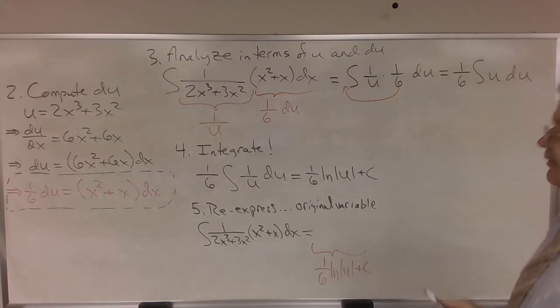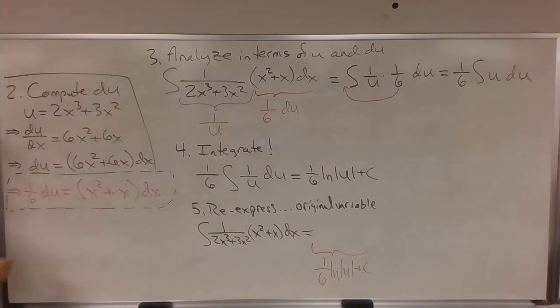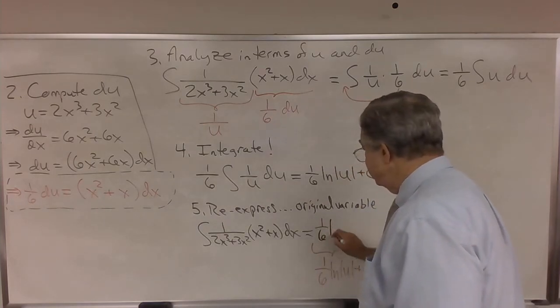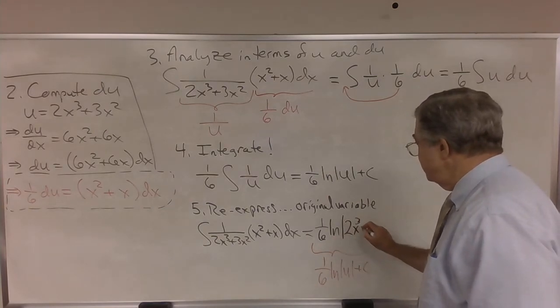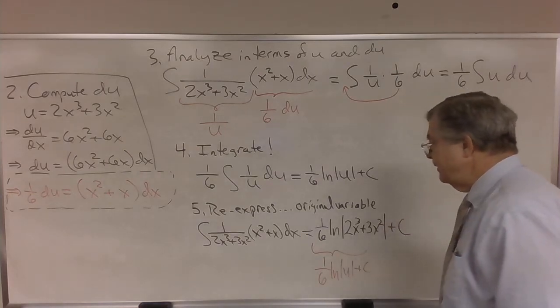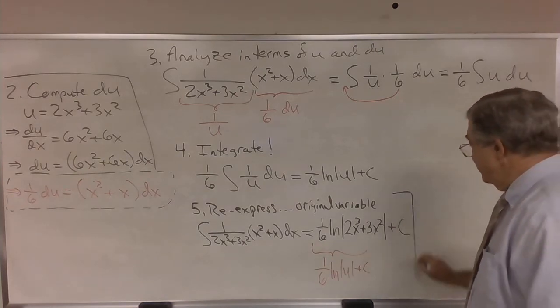But we want it in terms of x. So how do we convert from u to x? We go back to step 2, where we find our rate of exchange between u and x. u is equal to 2x cubed plus 3x squared. So this will be 1/6 natural log of the absolute value of 2x cubed plus 3x squared, plus c. And voila, we've done it.